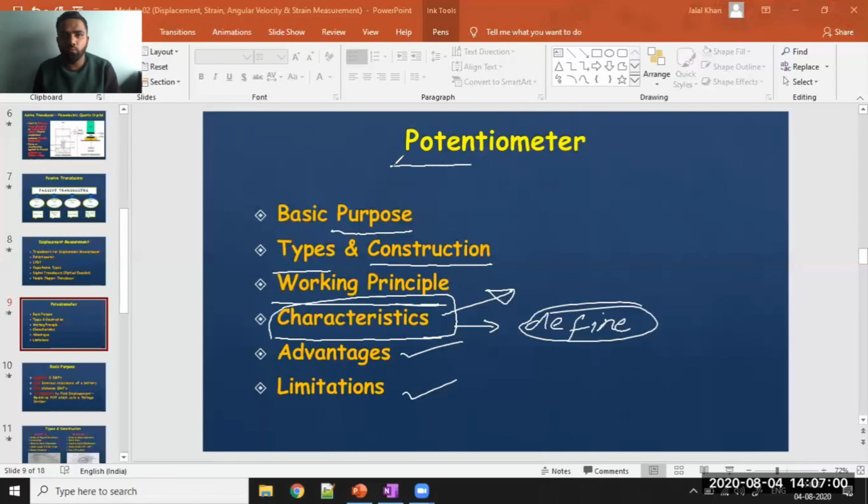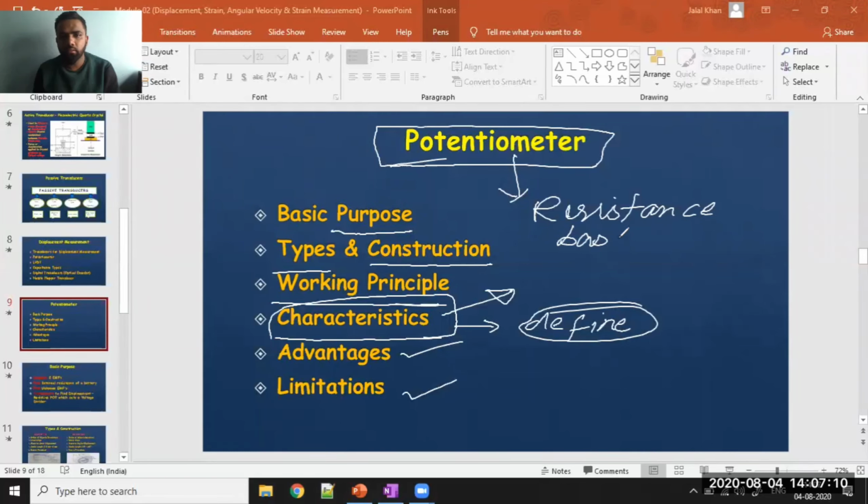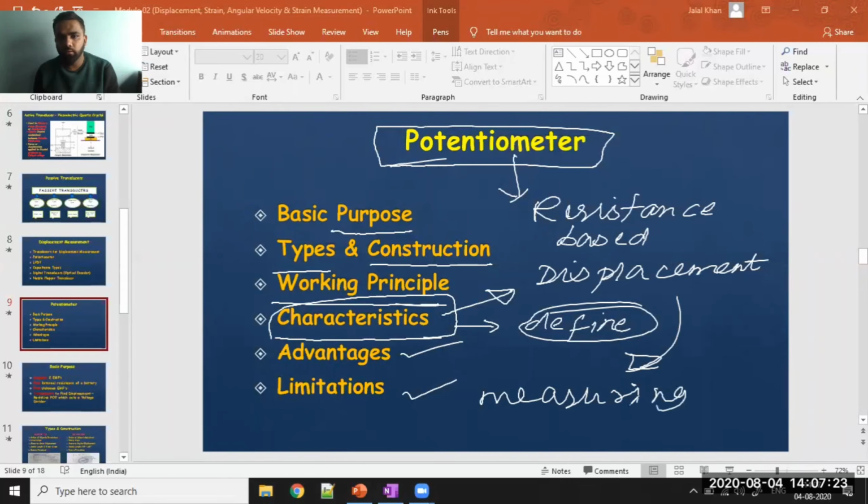Okay, so when we consider the word potentiometer, it is actually a resistance based displacement measurement system. Yeah, displacement measuring instrument. Okay, it is a resistance based displacement measuring instrument.